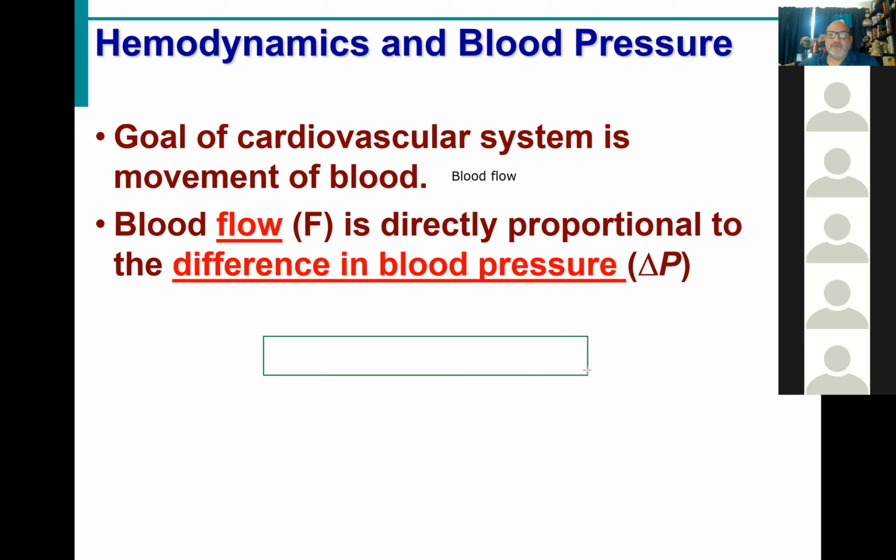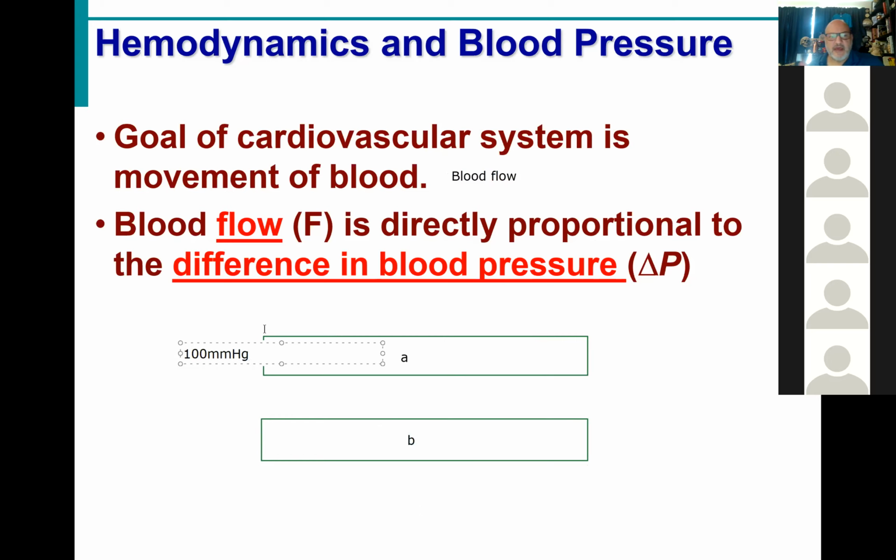If I have two blood vessels, blood vessel A here and blood vessel B, and blood vessel A has 100 millimeters of mercury at this end, and the other one has 50 millimeters of mercury. In which blood vessel is the blood going to flow faster? Is it going to flow faster in A, or is it going to flow faster in B? Depends upon the lumen.